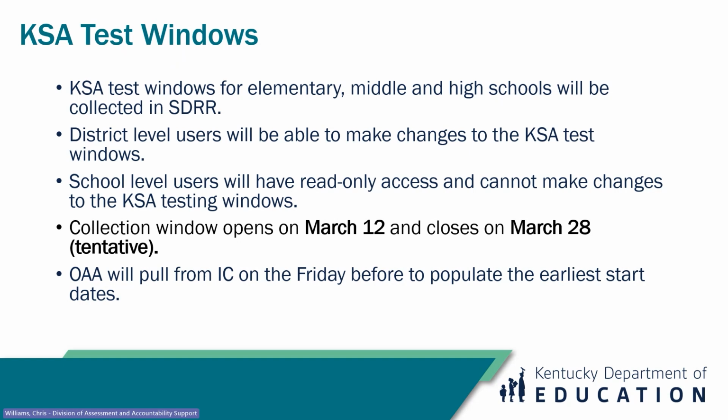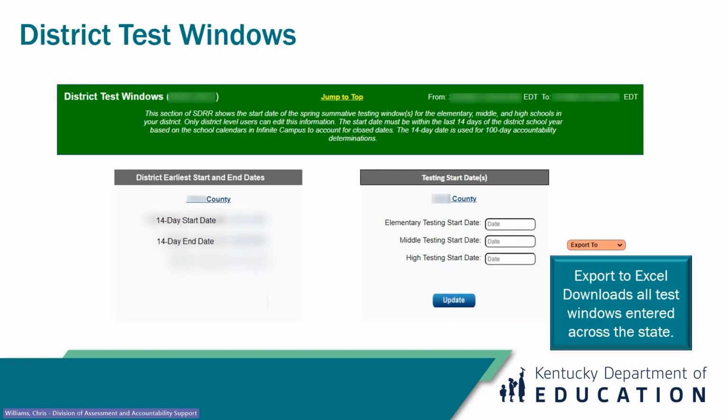And then OAA will pull from Infinite Campus on the Friday before to populate the earliest start dates. So let's take a look at the next screen and see how that goes. Now, on this particular one, you'll see the district when you're in SDRR. This is what it's going to look like.